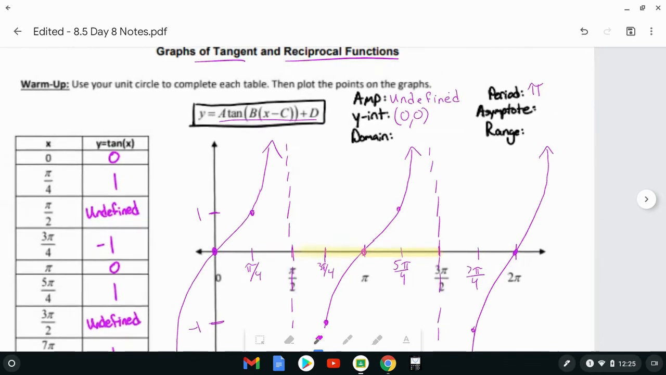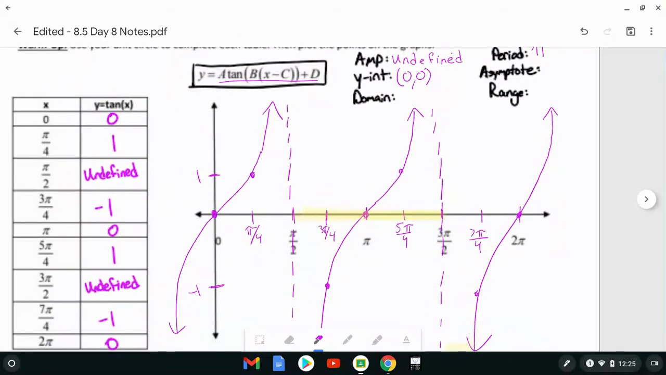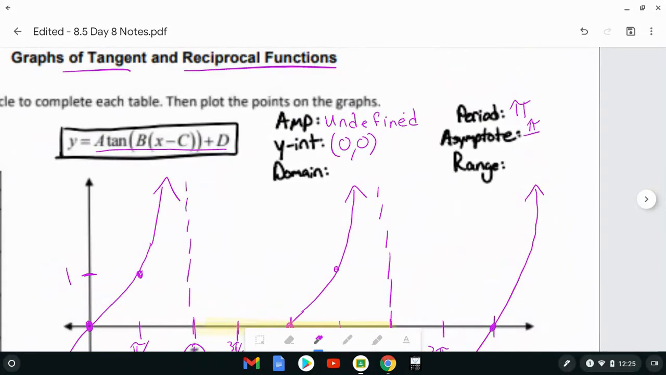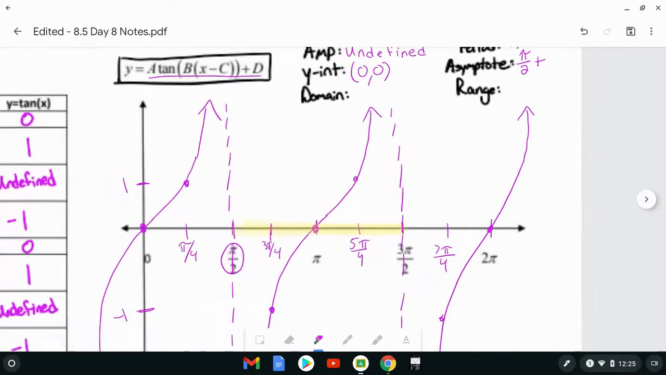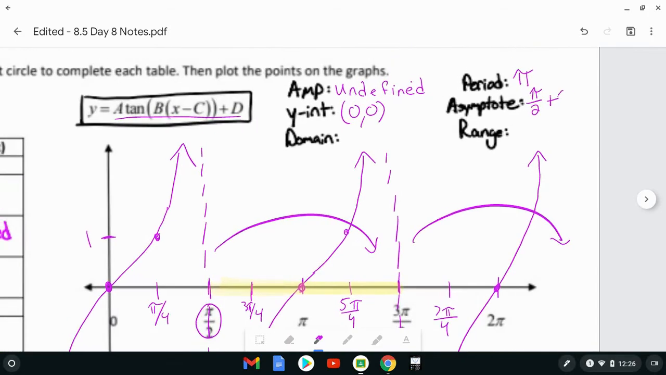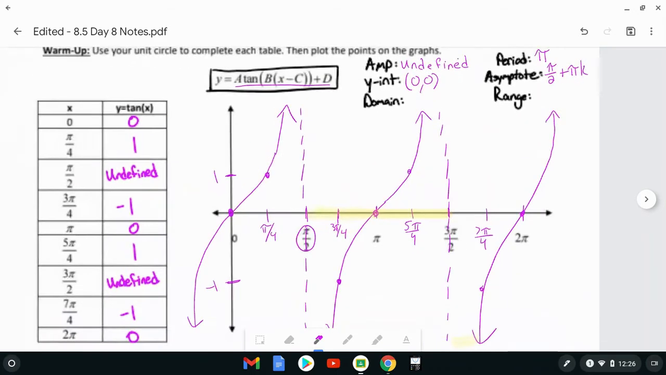Okay? The asymptotes of a tangent function can be found. Again, for tangent of x, pi over 2 is one of them. And then because it happens each period, you can find them by adding pi k, k being the general however many cycles you want to run through.